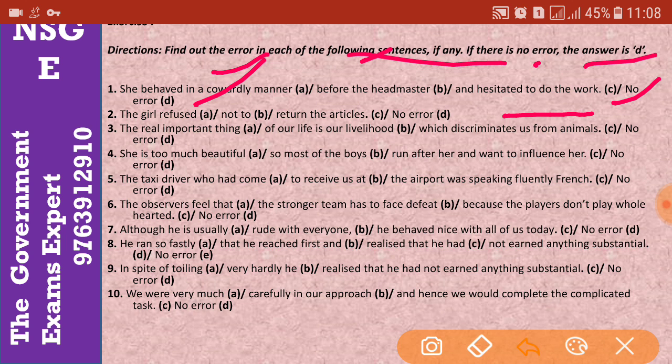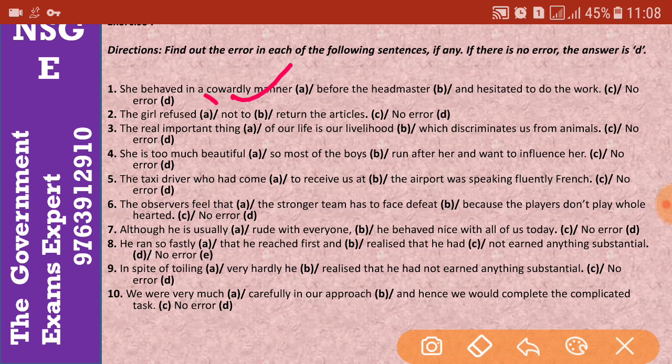Second thing is what? The girl refused not to return the articles. Not to return the article, that means there should not be "not". Refused is also a negative sense. The girl refused to return the article, so there is an error in option B. "Not" will be omitted. Okay, so omit the word not. Let's move on to the next one.